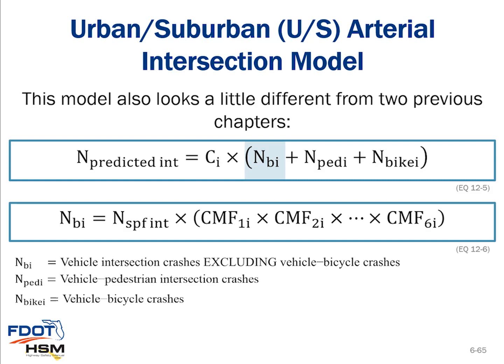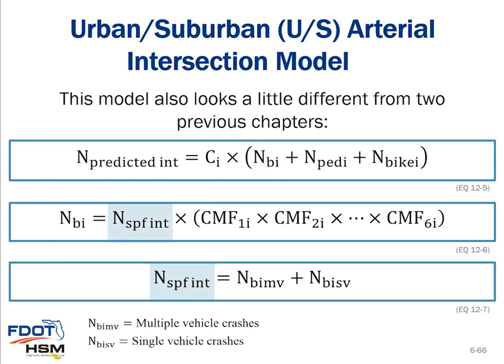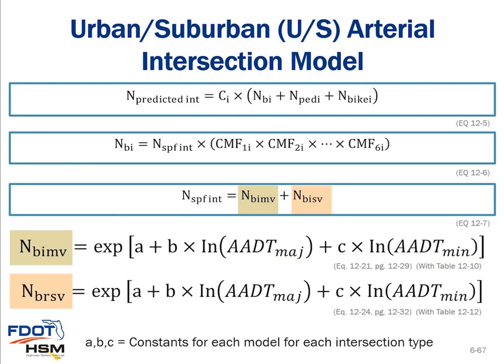Looking at the model even further, you see that N sub SPF highlighted in blue gets broken down into multi-vehicle crashes and single vehicle crashes and becomes that overall sum of those 2 crash types. The equations for the multi-vehicle crashes and the single vehicle crashes are shown here in this slide. Again, it's a function of average annual daily traffic for both the major approach and the minor approach. Using coefficients that come out of tables in the Highway Safety Manual, you can calculate the predicted crashes for multi-vehicles and single vehicles using this SPF.